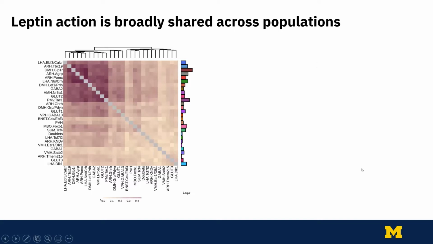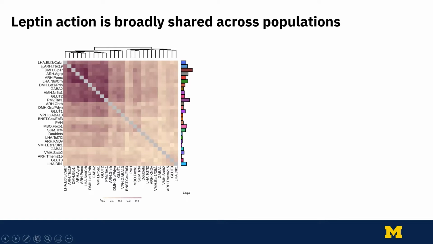But now, looking broadly across all the populations, we wanted to know how similar or different leptin signaling is in these distinct populations. I'm showing you here the correlation of fold changes across the various leptin receptor populations after treatment by leptin. You can see there's a block up here that is very highly correlated, indicating that they have very similar responses to leptin treatment.